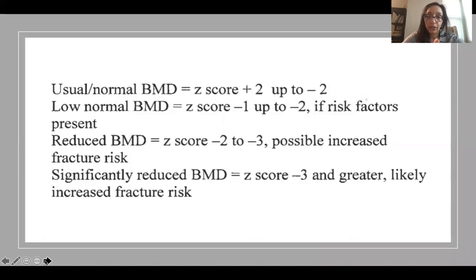This is a quick cheat sheet. So if we're having a Z-score of -2 to +2, that is considered usual. However, if risk factors are present, which is the vast majority of our patients who can be malnourished or have IBD, celiac disease, what have you, the Z-score between -1 and -2 is considered low normal. Then we have -2 to -3, reduced bone mineral density, possibly contributing to increased risk of fracture. And then if it's less than -3, it would be significantly reduced and likely does increase fracture risk.